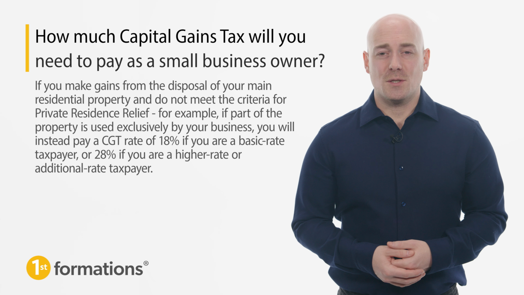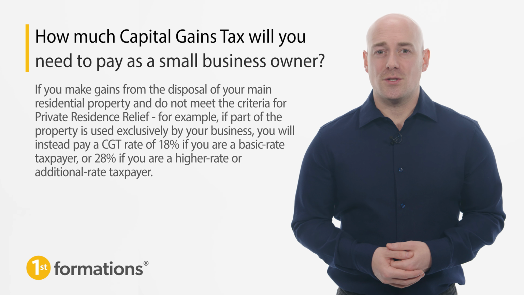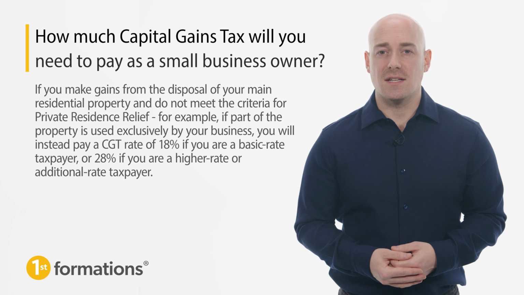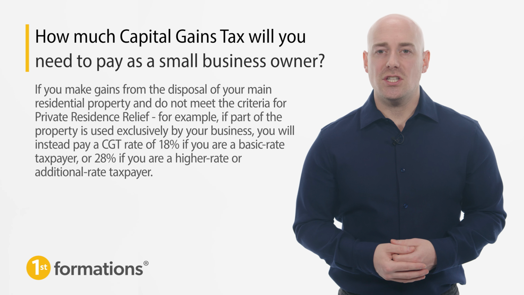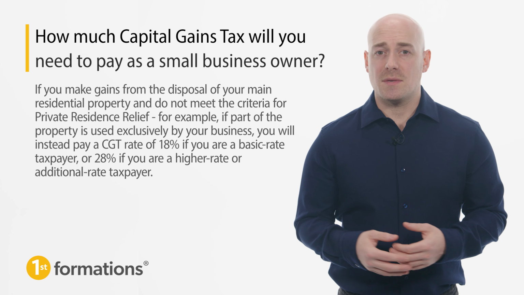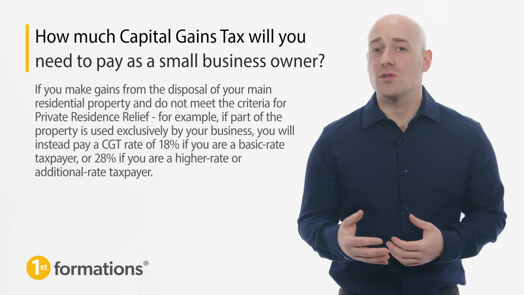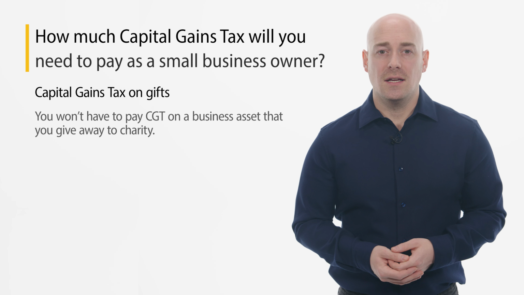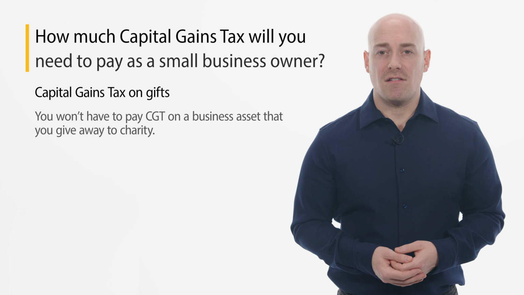If you make gains from the disposal of your main residential property and do not meet the criteria for private residence relief, for example, if part of the property is used exclusively by your business, you will instead pay a CGT rate of 18% if you're a basic rate taxpayer, or 28% if you're a higher rate or additional rate taxpayer. You won't have to pay CGT on a business asset that you give away to charity.